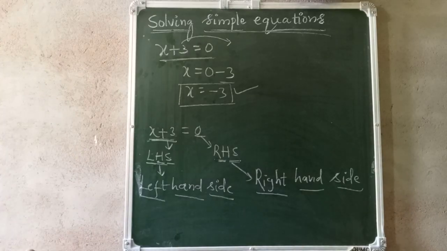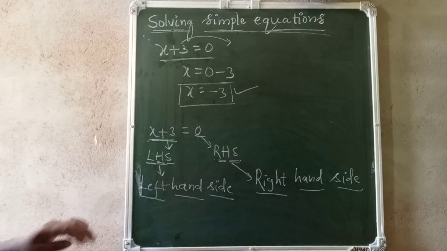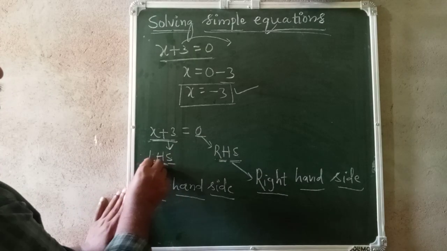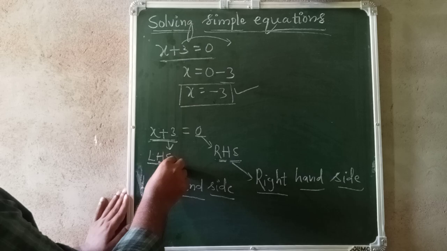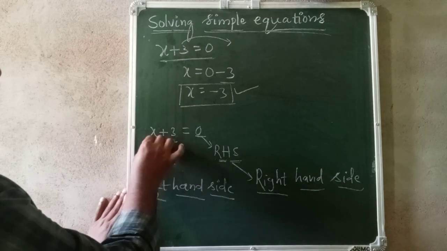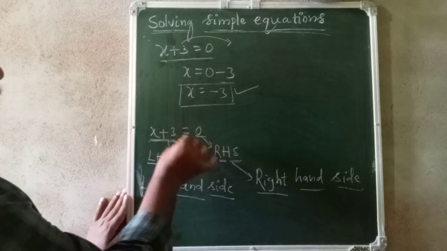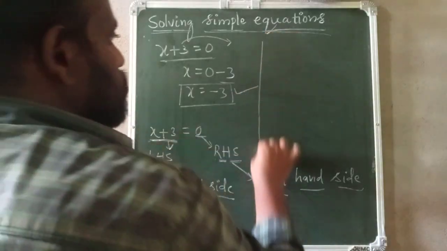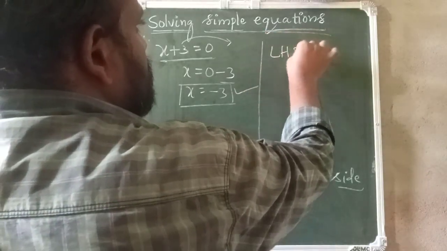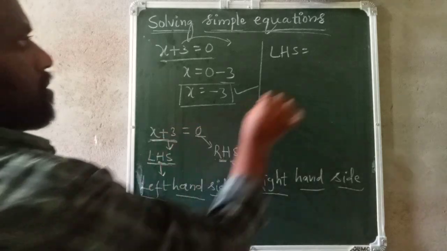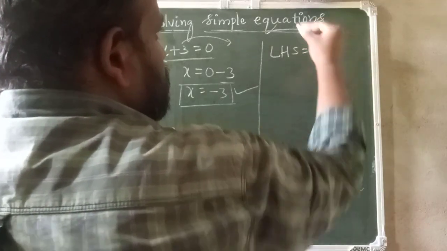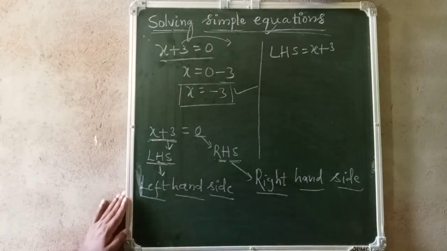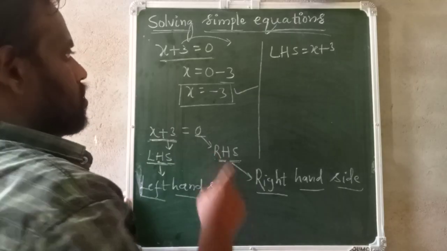So now what we have to do, you take LHS. LHS means left hand side expression. So left hand side is the expression on LHS. Left hand side is x plus 3. So you take LHS. LHS is equal to this x plus 3. Okay. Now what do you do?